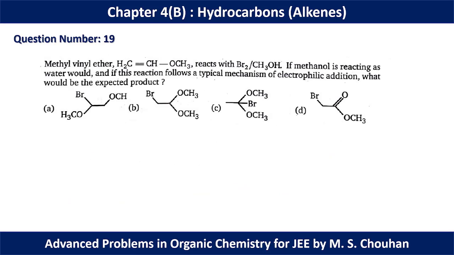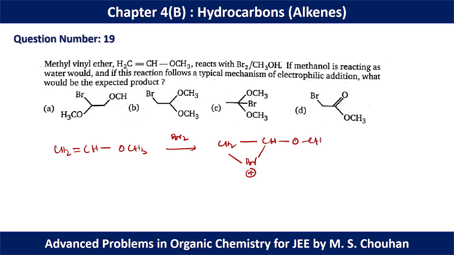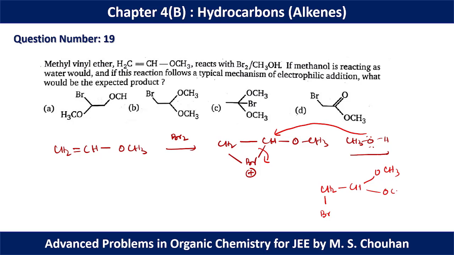In question number 19, again we have added Br2 in methanol, so we can start solving this question like this. We have initially Br2 which will form a cyclic bromonium ion. Now the nucleophile will approach the carbon where the carbocation is more stable. Okay, so the nucleophile can easily approach this carbon and this C-Br bond will be broken, and finally we are going to have this kind of situation, OCH3, OCH3. So this is our final product, which is option B.